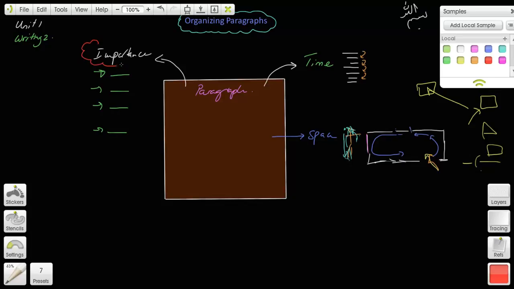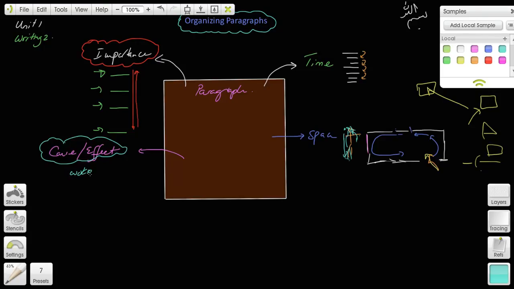So things can be organized according to importance, either from very important to not so important, or the other way around, from not so important to very important. So, according to importance, okay? Now, paragraphs can also be organized according to, for example, cause and effect. Okay? For example, you can say somebody woke up late. Okay? And then they woke up late and this happened, this happened, this happened, as a result of it. So they can be organized into a cause and effect type of organization, okay?